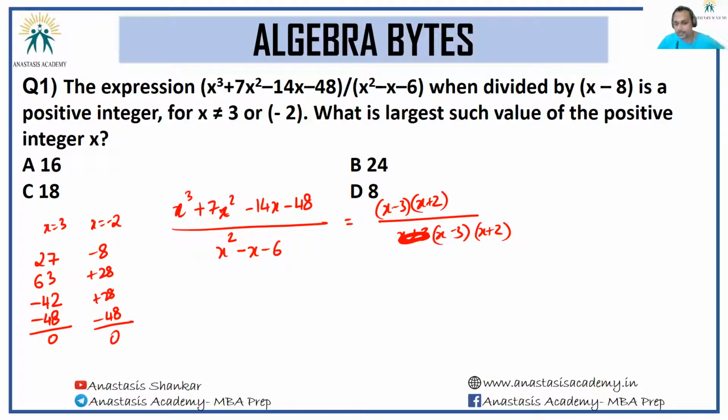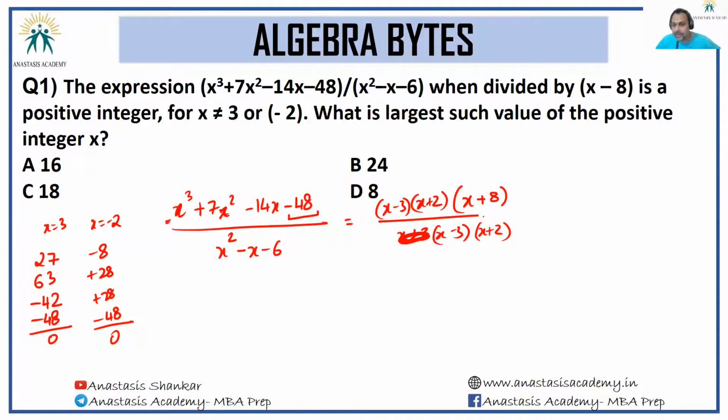Once you have identified this much, x minus 3 and x plus 2, hopefully you can also identify the third factor straight away. Coefficient of x cube is one, so this is simply x plus or x minus something. And the product of roots is given to me as minus 48. I already have minus 6. In order to get to minus 48, this has to be the third factor.